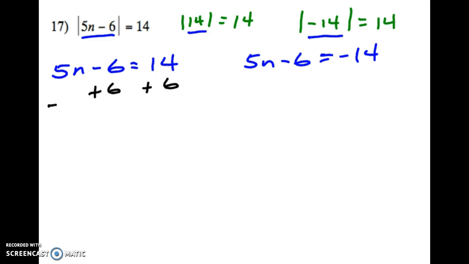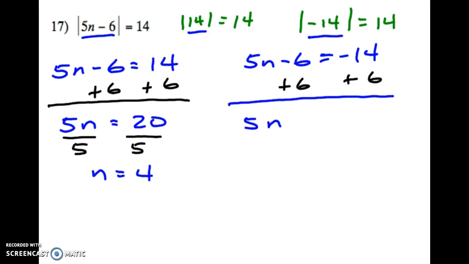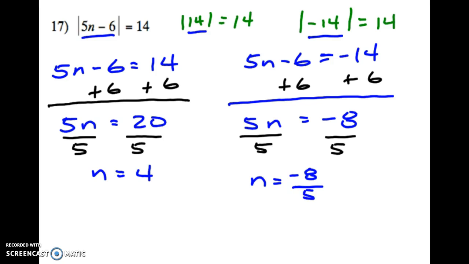Solving, move that constant over. Doesn't that work out nice? And we divide by the 5. We get n equals 4. And once again, steps should repeat, just different results. Negative 14 minus 6 should give us a negative 20. So if we're going to leave it as a fraction, it's negative 8/5. For people who like decimals, that should be negative 1.6.